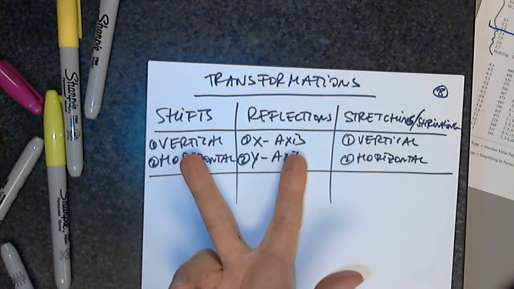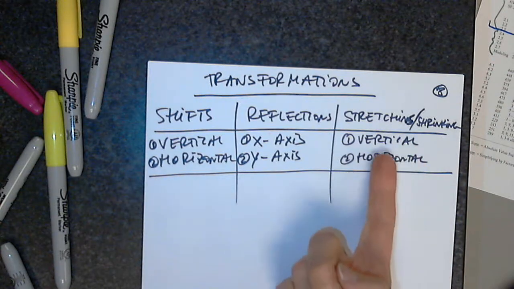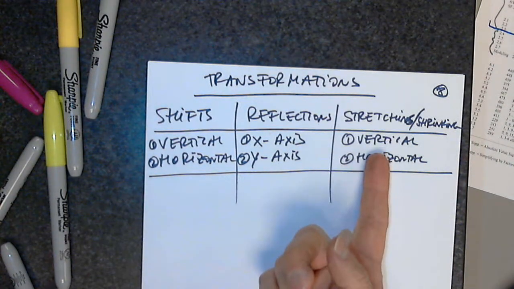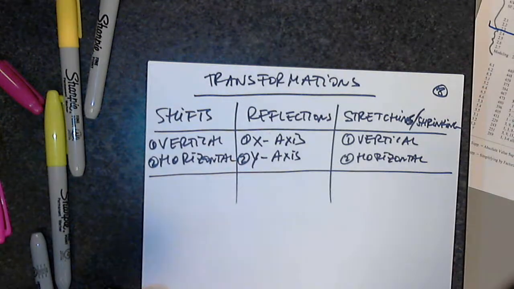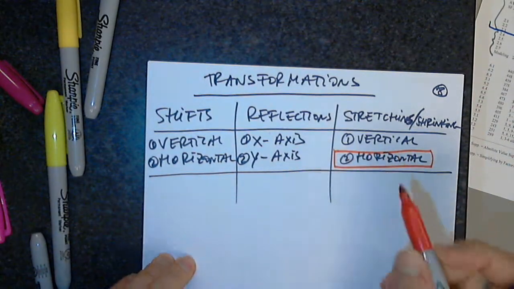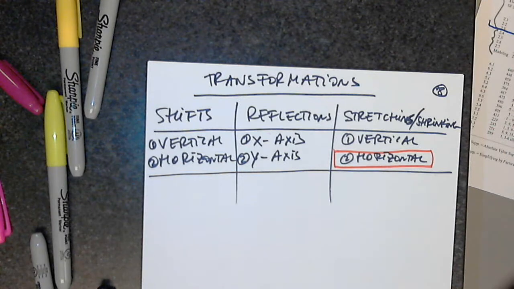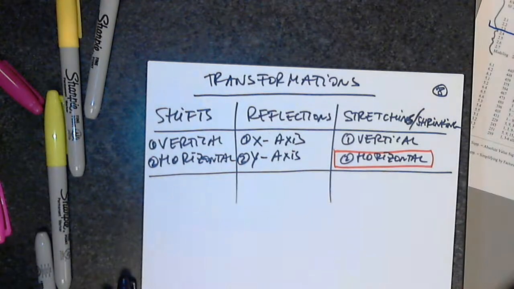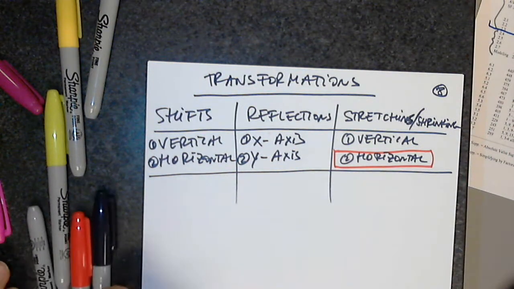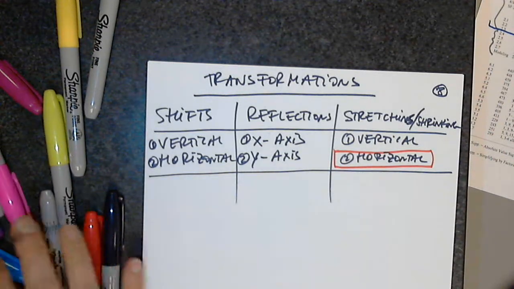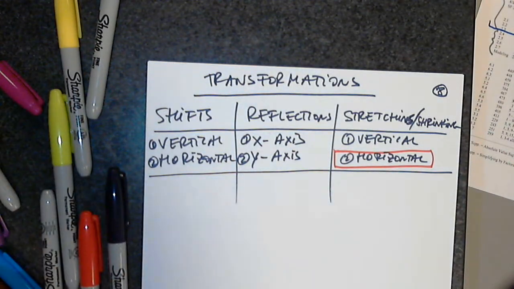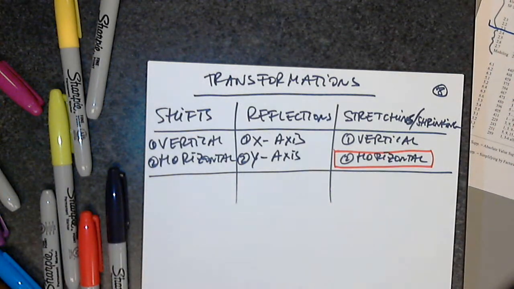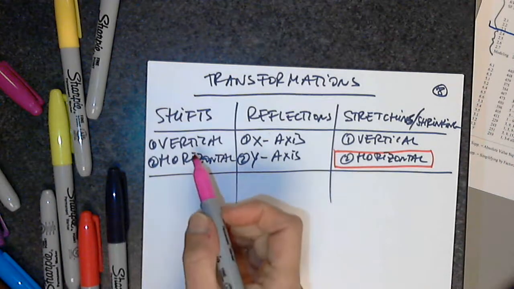These 2 are the easiest. Stretching and shrinking vertically, still straightforward. This is the only one that is kind of opposite of what you would expect. Everything else, I think you're going to find it straightforward. This one, we'll see when we get to it, but I'm pretty sure that you will say, this is not what I would expect. And rightfully so. Okay. So let's start with shifts.